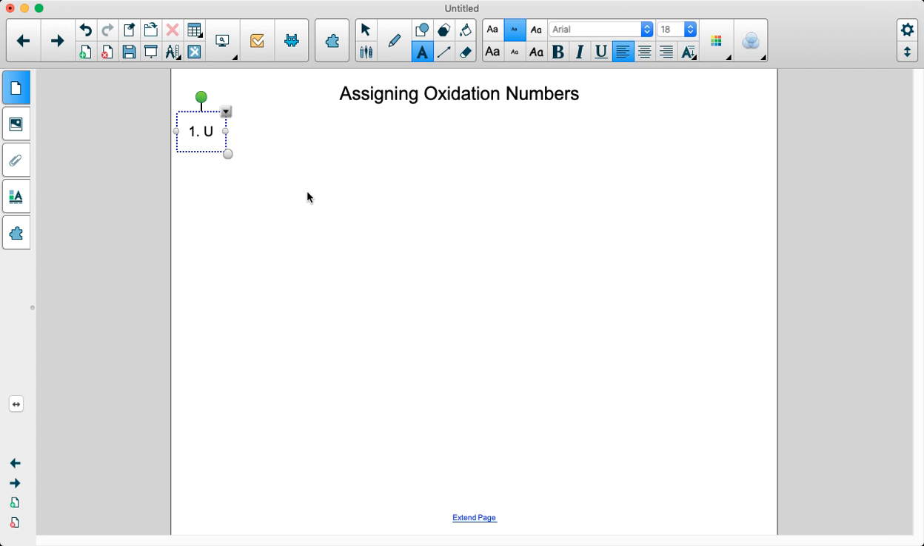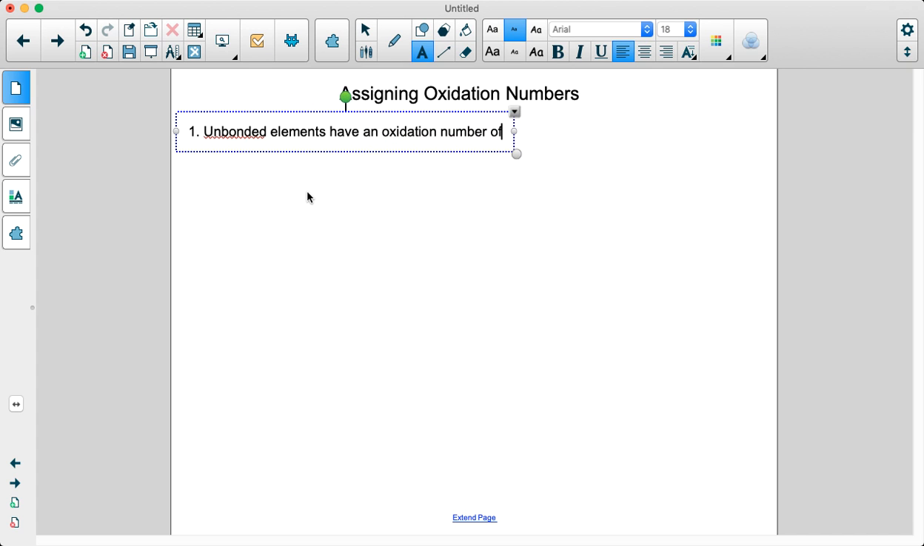The first rule is that unbonded elements have an oxidation number of 0. And so anytime you have an element that's not bonded to anything else, its oxidation number is going to be 0.